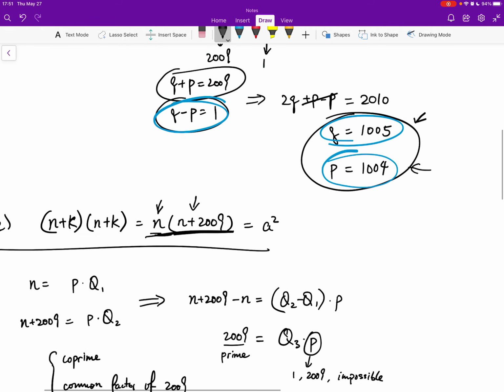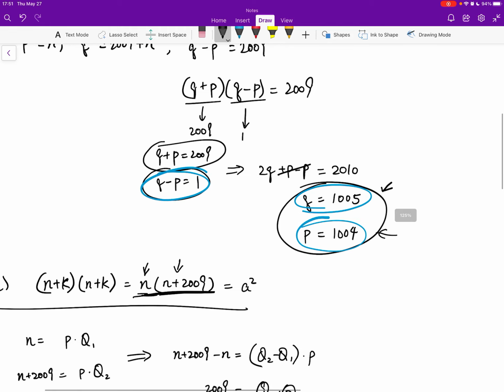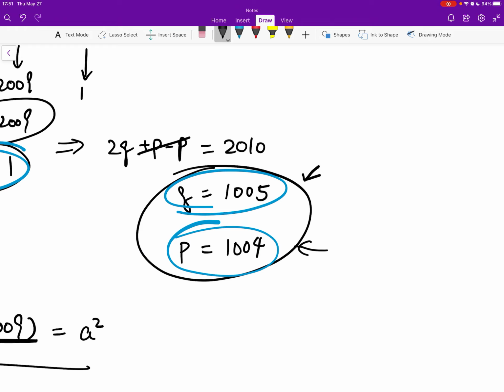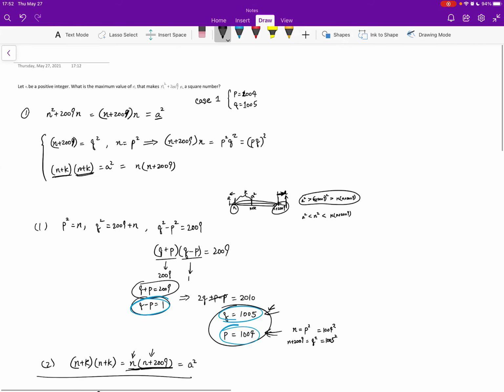And somehow I noticed that it is different from what I had before. Is it 1004 squared or was it 1004? Oh, never mind. Yes, sorry. Q was 1005, and P was 1004. So n actually equals p squared, as we said before, and n plus 2009 equals q squared. That equals 1004 squared, and this one equals 1005 squared. So that's how you solve the problem.